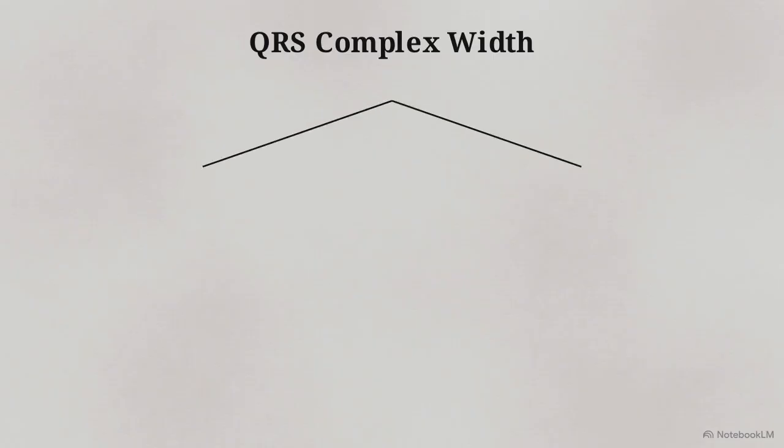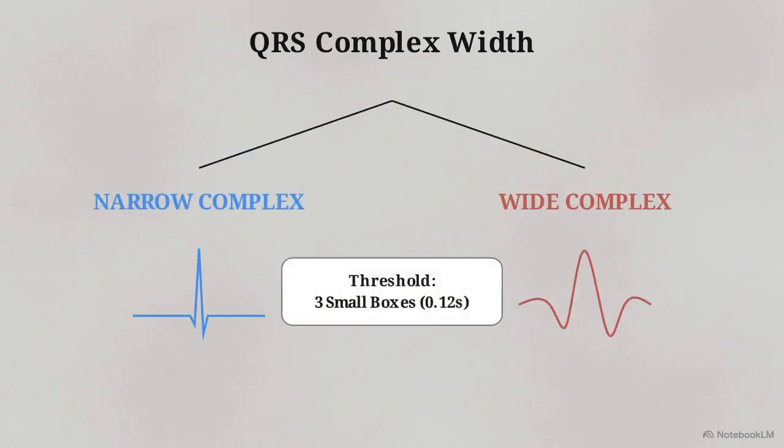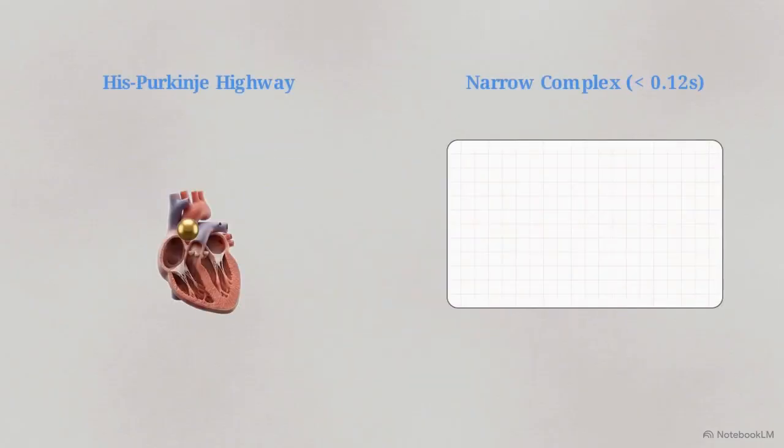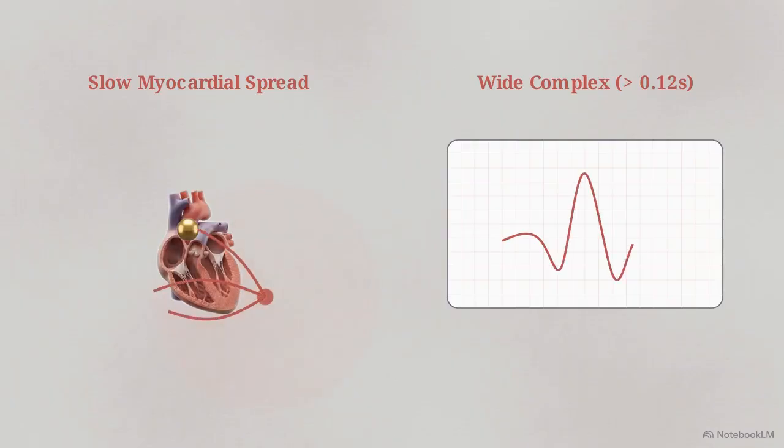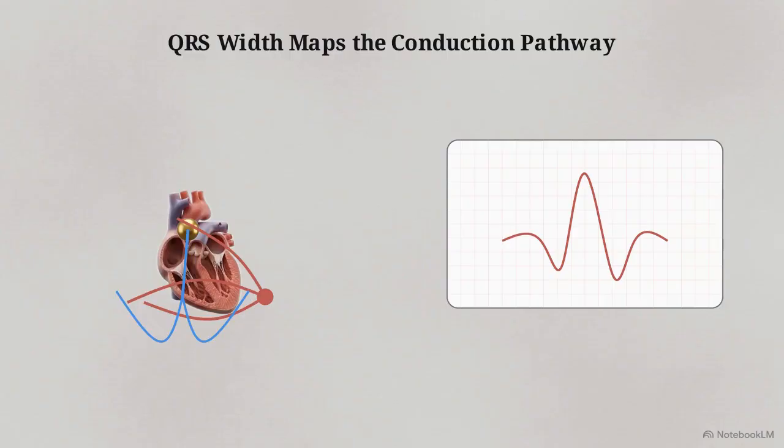The tachyarrhythmia algorithm first splits based on the width of the QRS complex. A narrow complex indicates the signal originates above the ventricles, utilizing the rapid His-Purkinje highway. A wide complex means the origin is ventricular, where electricity must travel slowly through the myocardium.